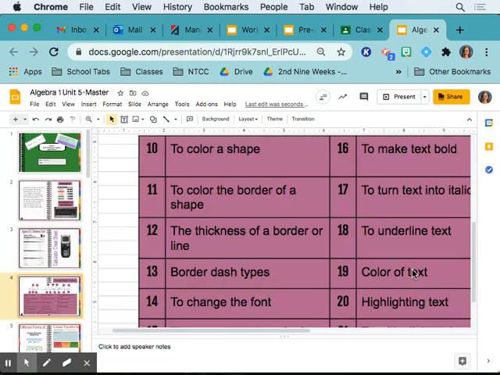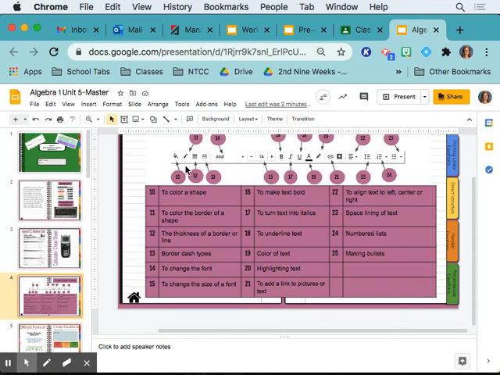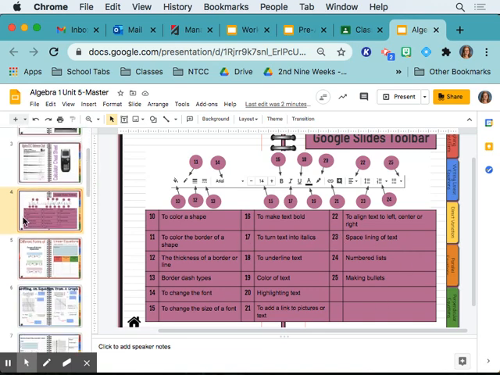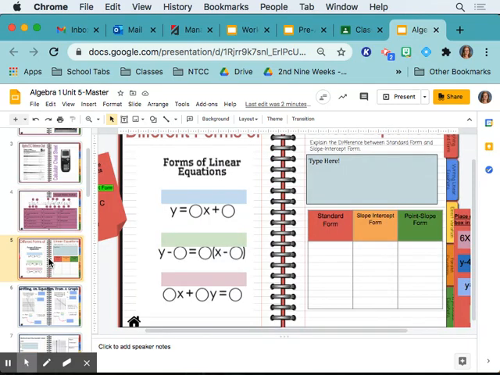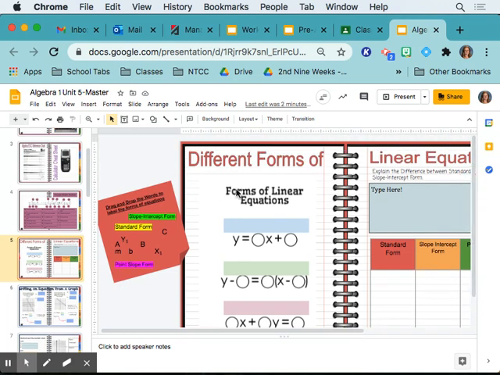So now we're on slide 4. This is, again, how to do different things on the Google Slides using the toolbar. So as you need, you can look back here to figure out how to do different things on the Google Slides. All right, so we're on slide 5 now. This is our first slide we are going to interact with. This slide is about different forms of linear equations, so we are going to do some drag and drop.